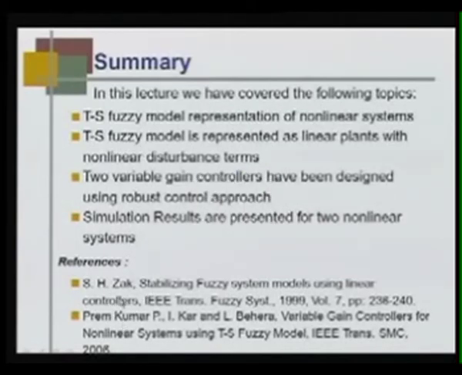For references, you can see that we have two papers here. The first paper is Jack's paper, which is in IEEE Transactions on Fuzzy Systems in 1999. The second is our paper, which is in IEEE Transactions on Systems, Man, and Cybernetics in 2006, called variable gain controller for nonlinear system using TS fuzzy model. Thank you very much.